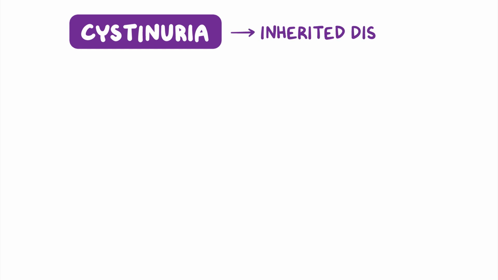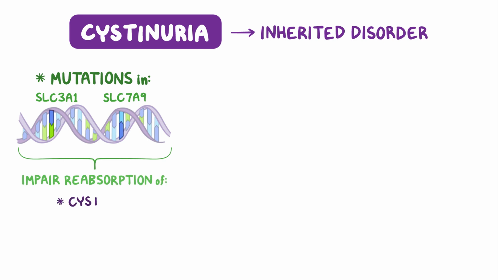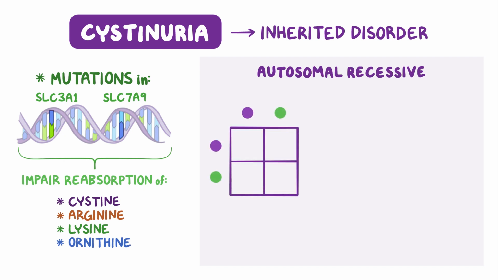Cystinuria is an inherited disorder caused by changes or mutations in either the SLC3A1 or SLC7A9 gene. These mutations impair the normal reabsorption of cystine, arginine, lysine, and ornithine. Cystinuria is an autosomal recessive disorder, which means an individual needs to inherit a mutated copy of the SLC3A1 or SLC7A9 gene from each parent to be affected.